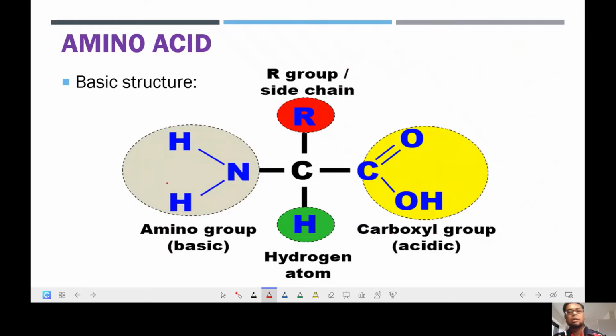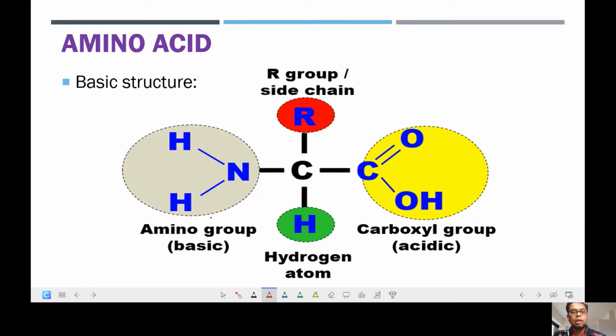We will now focus on the monomer of the proteins, and this particular diagram shows the basic structure of the amino acid. Normally, there will be a carbon atom in the middle of the molecule, and at one particular end, there will be a special type of functional group known as the carboxyl group, the COOH. On the opposite end of this particular molecule will be another functional group known as the amino group, which is the NH2.